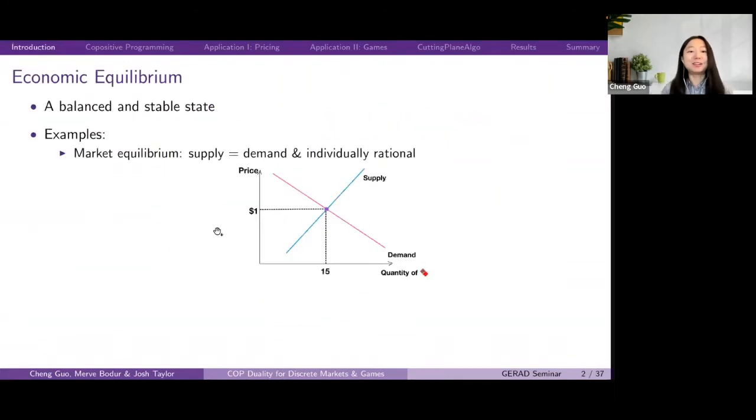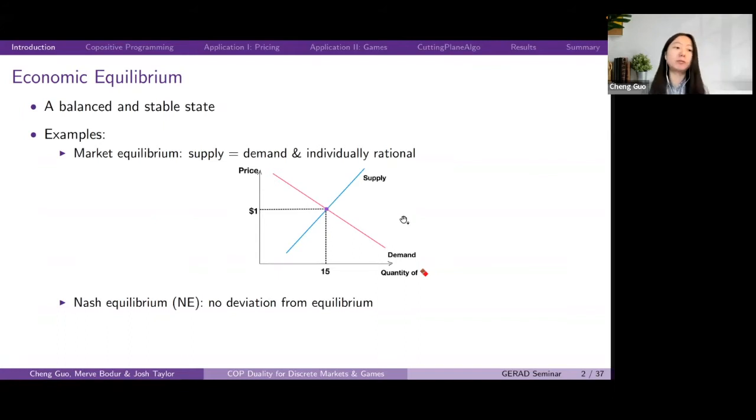Okay, so the starting point of my work is economic equilibrium, a concept about a balanced and stable state in an economic problem. Some examples include market equilibrium, which means supply equals demand, and also individual rationality, which means no one wants to deviate from the equilibrium point. Here is a picture illustrating a market equilibrium in a chocolate bars market. The equilibrium point is $1 and 15 chocolate bars.